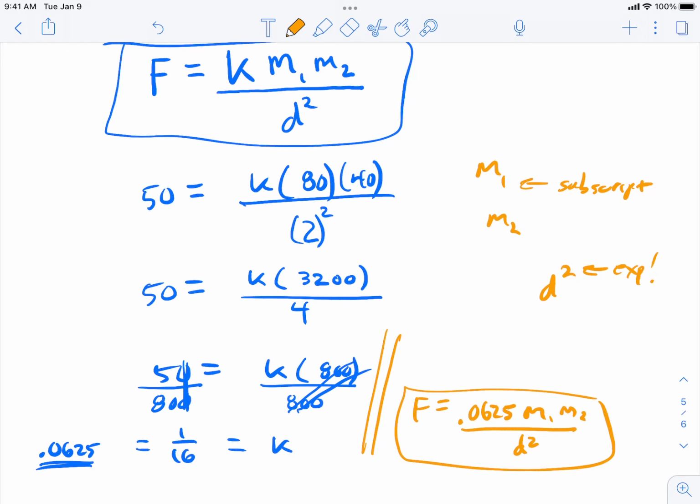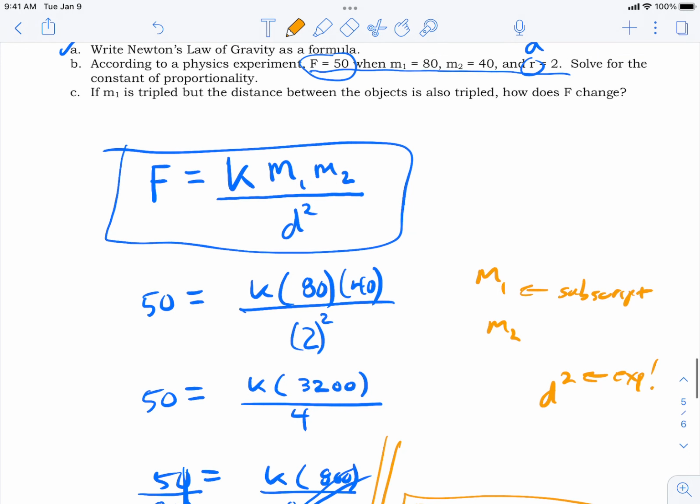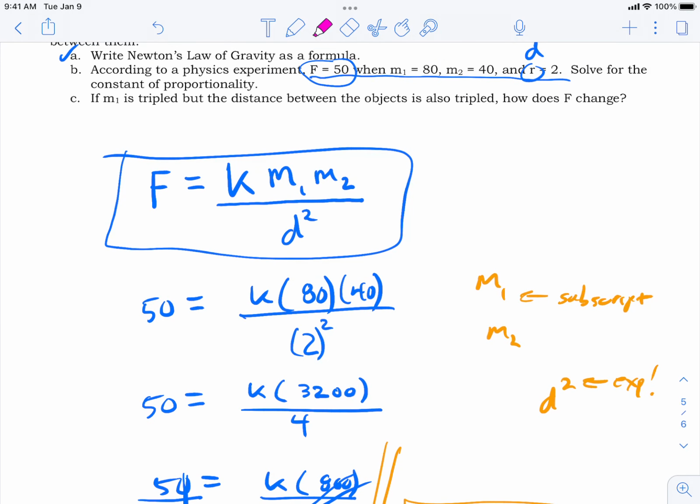Anyway, there's our law of gravitation. What was the question here? Accordingly, solve for the constant of proportionality. That's what we just did. Fine. Next. M1 is tripled, but the distance between the objects is also tripled. How does the force change?